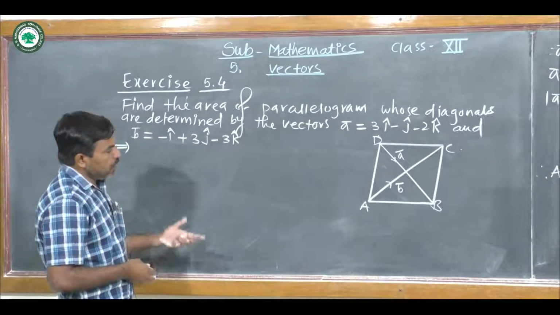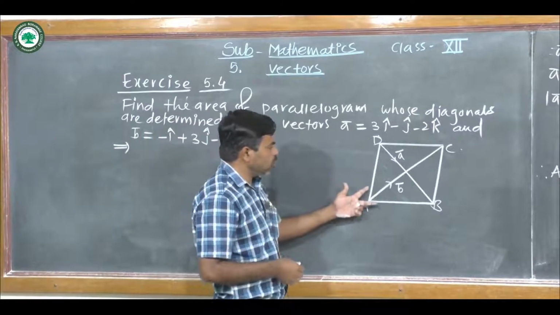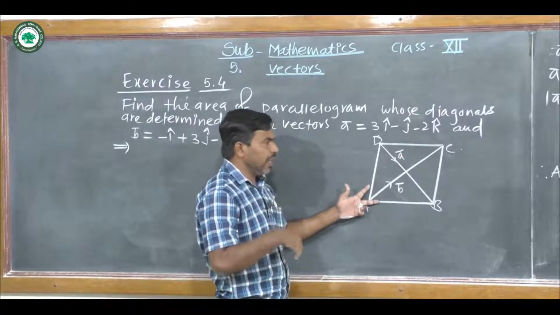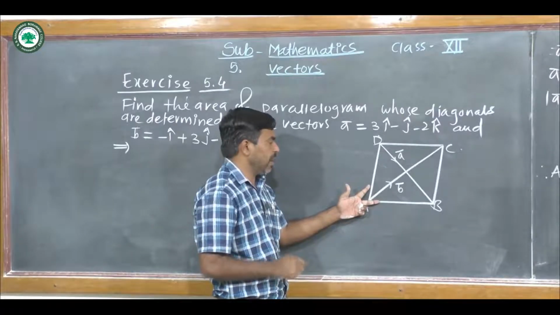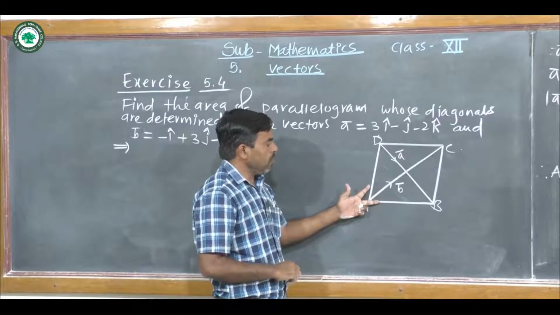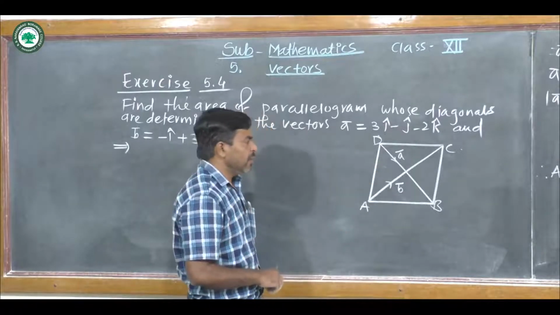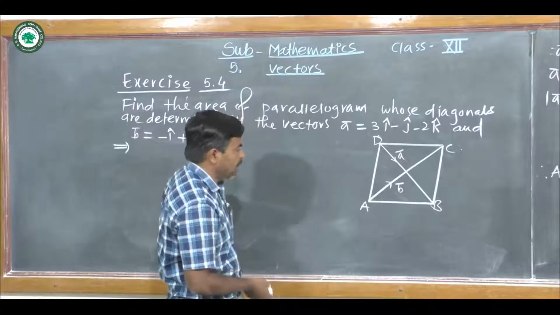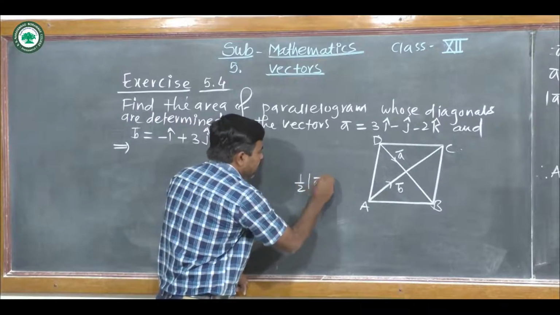If this is A, B, C, D, this ABCD is a parallelogram. Now we know that if a bar and b bar are the vectors along the two adjacent sides, then the area of this parallelogram is magnitude of a bar cross b bar. Now if the vectors along the two diagonals are given, then the area of this parallelogram is 1 by 2 into magnitude of a bar cross b bar.